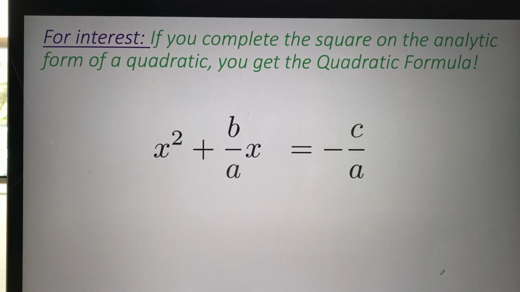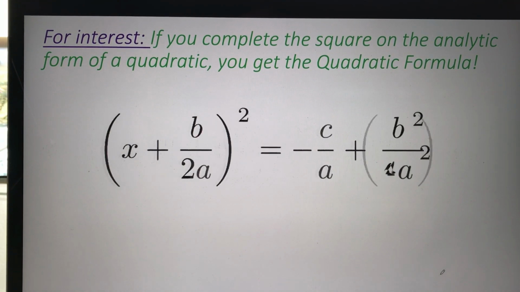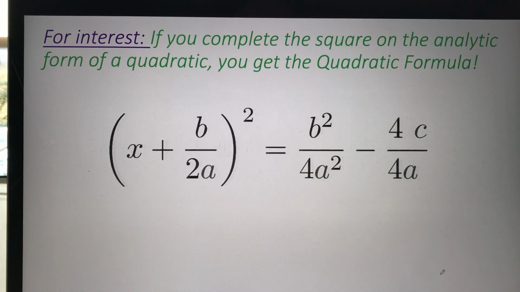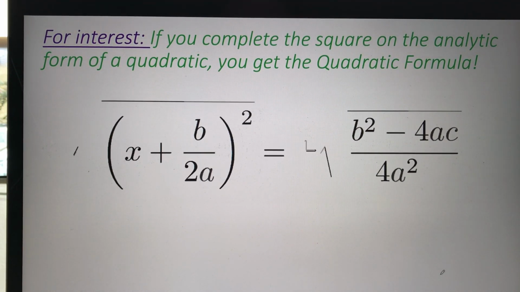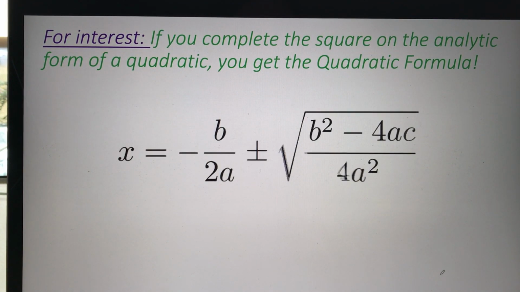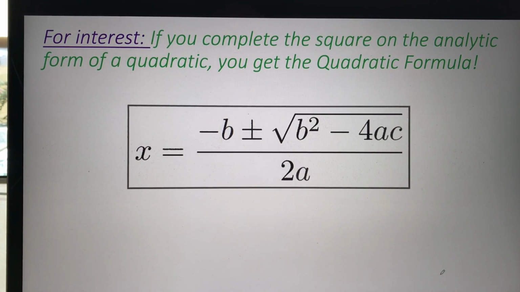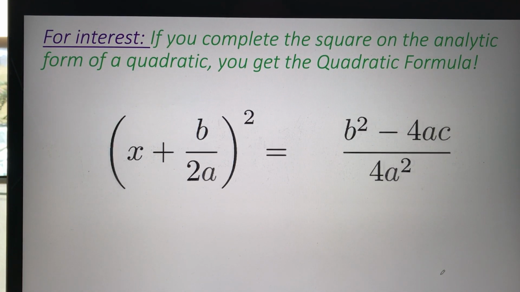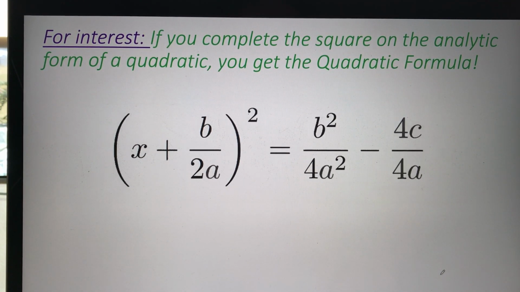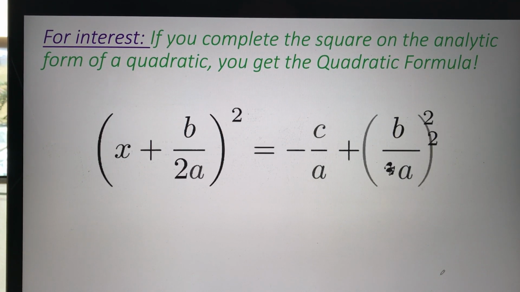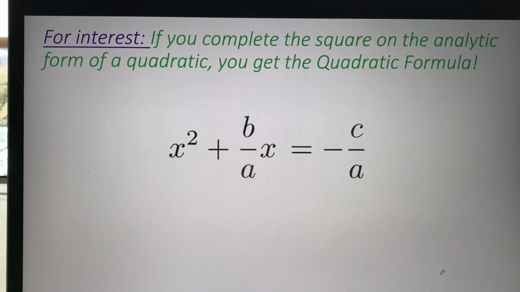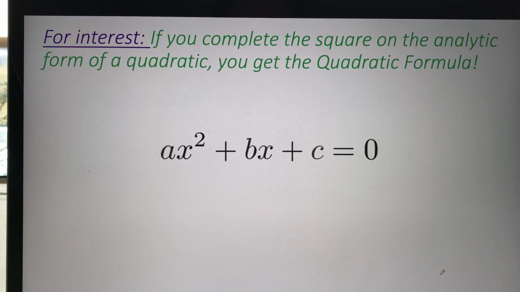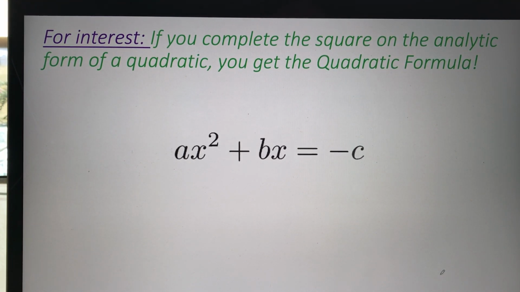Now, for interest's sake, just the last slide here: if you have the quadratic in analytic form and use the process of completing the square, that actually creates the quadratic formula. That's where it comes from. It comes from completing the square on an expression in analytic form. This little animation goes through it back and forth. Don't worry, I'm never going to ask you to do this. I just thought it was interesting to see where it comes from. That's it.